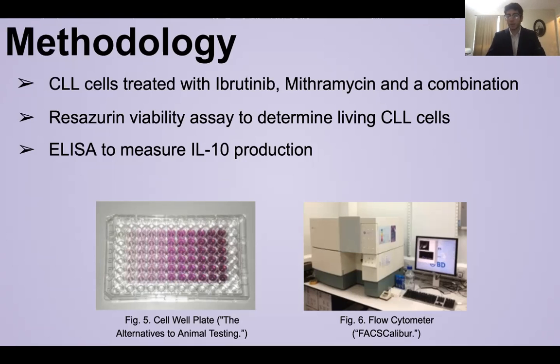The next experiment that I ran was an ELISA, or an enzyme-linked immunosorbent assay. ELISAs are very commonly used to measure cytokine production. For this experiment, the cytokine that I was interested in was IL-10, because as mentioned earlier, IL-10 doesn't allow the immune system to fight off the cancer. By measuring IL-10 production, I could see what effect mithramycin, ibrutinib, and a combination had on reducing IL-10 production. As you can see in figure 5, this is an example of what the cell plate looked like during the ELISA experiment. And figure 6 is a picture of a flow cytometer, which is the machine that I used to actually measure IL-10 production during ELISA.